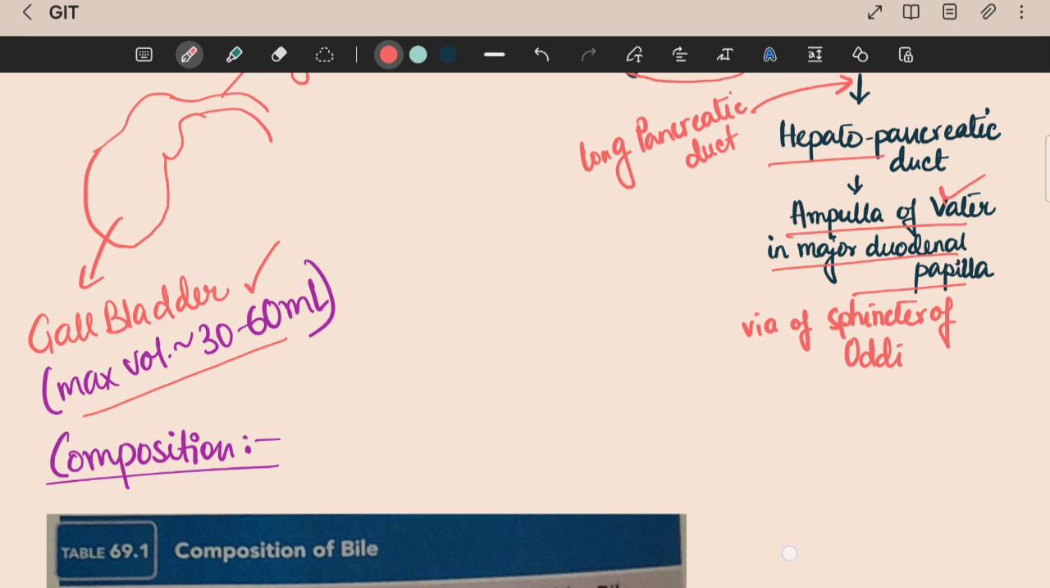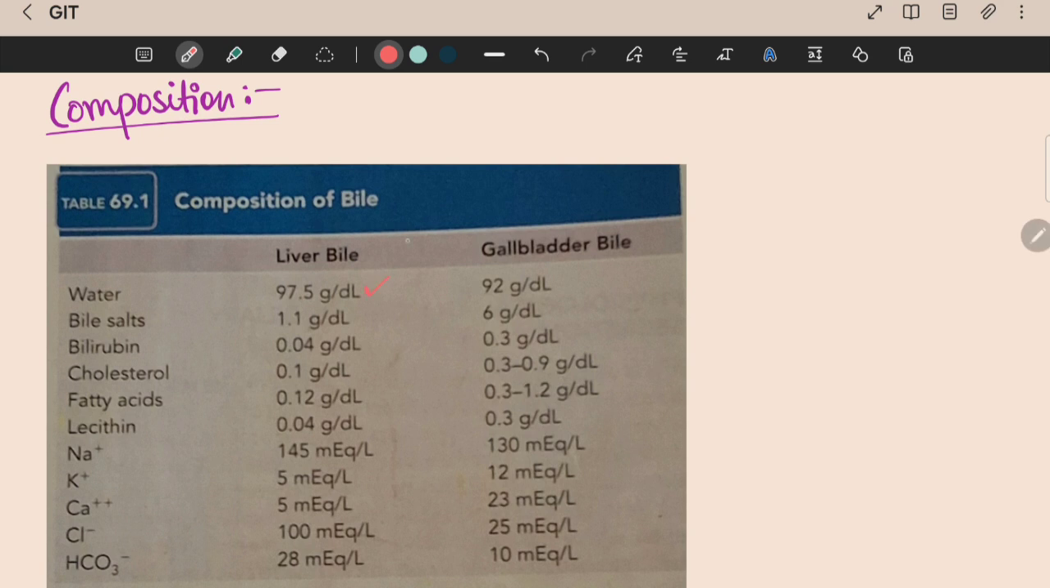We're talking about the composition of the bile. So here you see the maximum amount is water again.